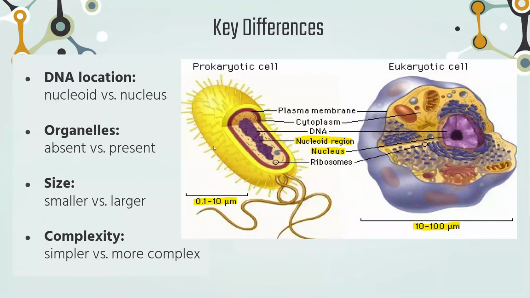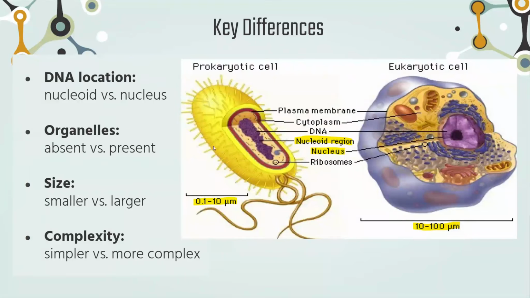Prokaryotic cells are a lot smaller, and eukaryotic cells are a lot larger, between 10 to 100 micrometers, while prokaryotic cells are around 0.1 to 10 micrometers. And finally, prokaryotic cells are much simpler than eukaryotic cells, which are much more complex.